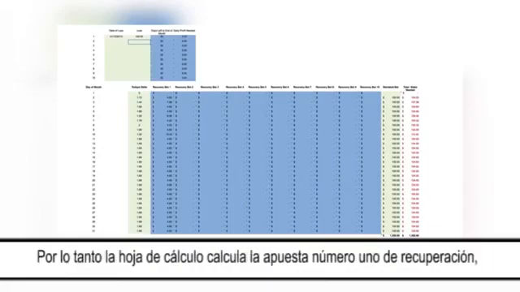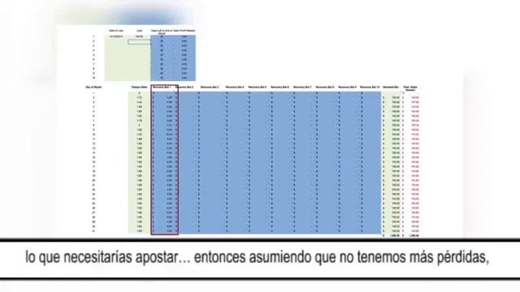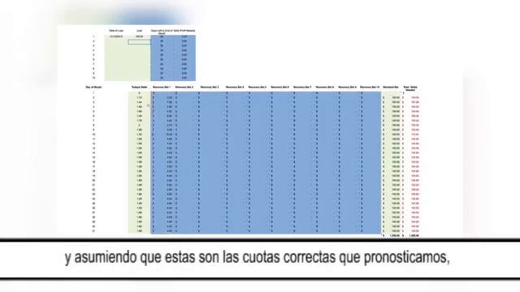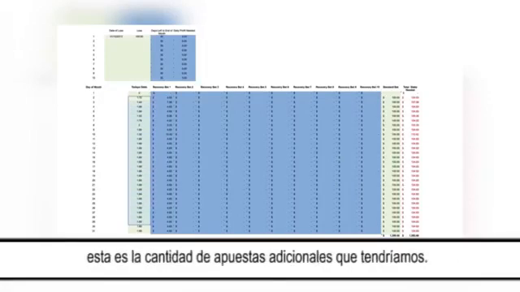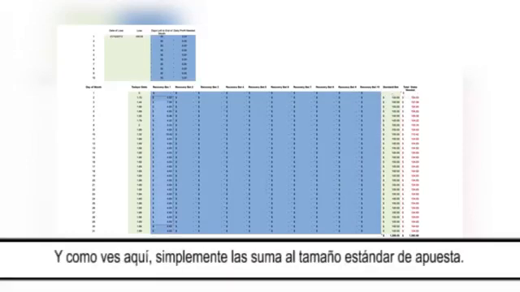The spreadsheet therefore calculates into recovery bet number 1 what you would need to place. So assuming that we have no more losses, and assuming that these were accurate in the odds that we're going to have, we could predict this is the amount of extra bets that we would have. And you can see here it simply adds them to the standard bet size.